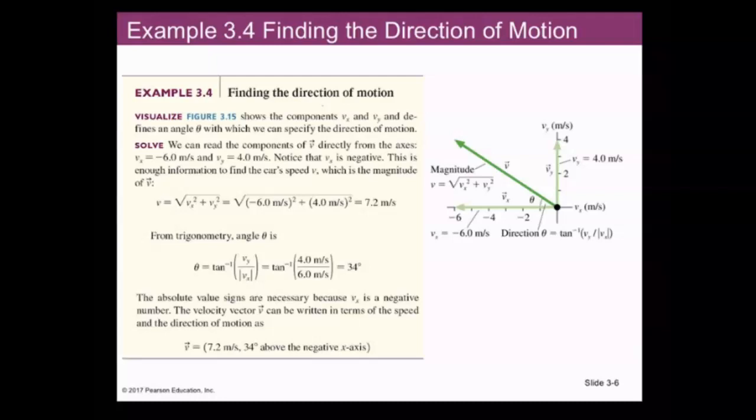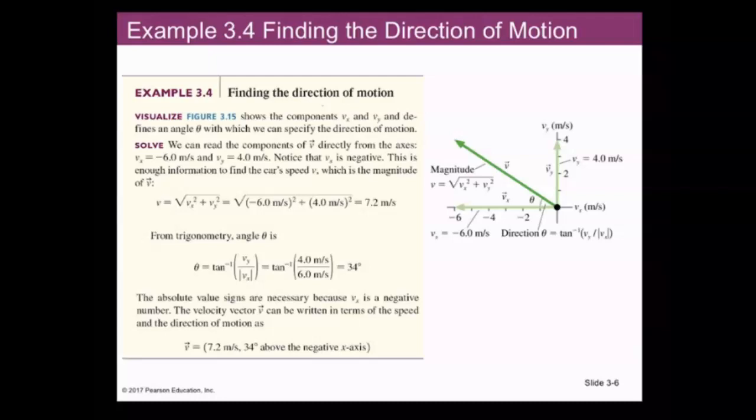Then using the trigonometry, since the tangent of theta is equal to the opposite side over the adjacent side, theta is equal to the arc tangent of v sub y over the magnitude of v sub x, which is equal to the arc tangent of the ratio 4.0 to 6.0, which is equal to 34 degrees, where we were careful to specify degrees when we used our calculator. The absolute value signs are necessary because the x component of v is a negative number.